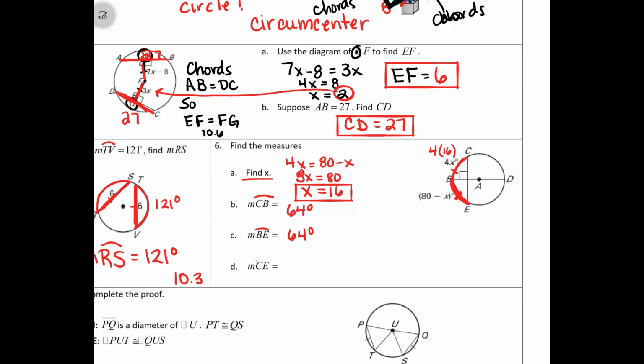And then the last one, it says find arc CE, so it's the whole thing. So we simply add up the two parts, 64 plus 64, for 128 degrees. Now, that right there was utilizing theorem 10.5.